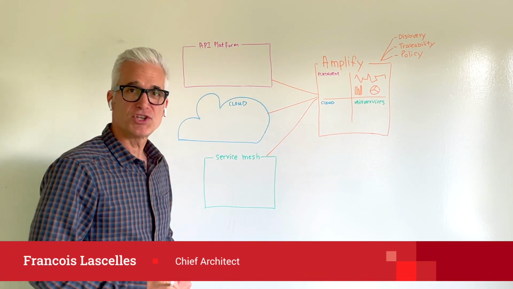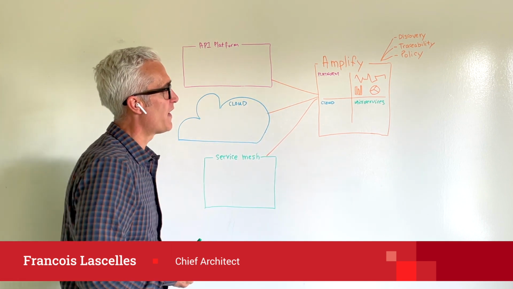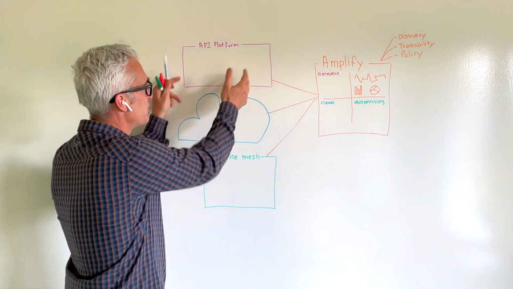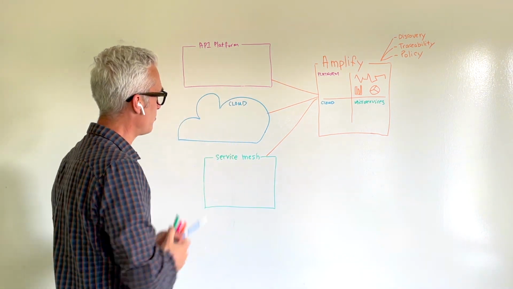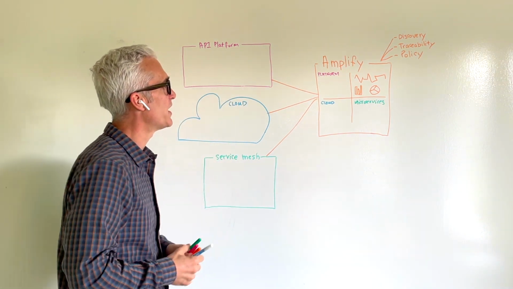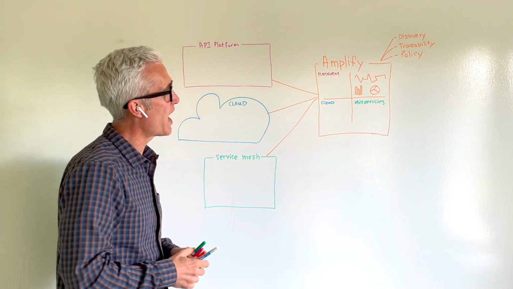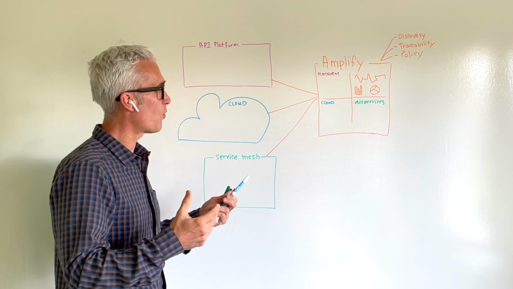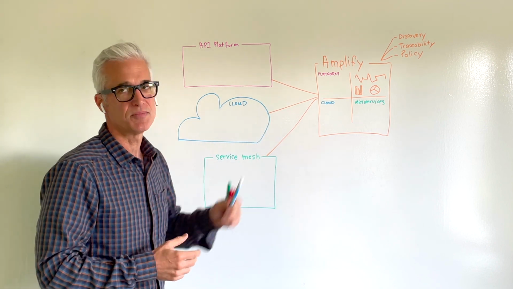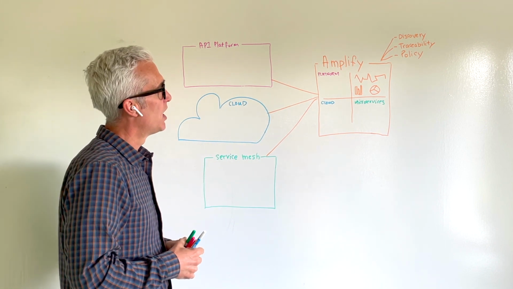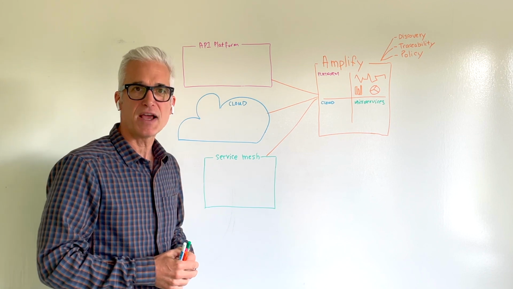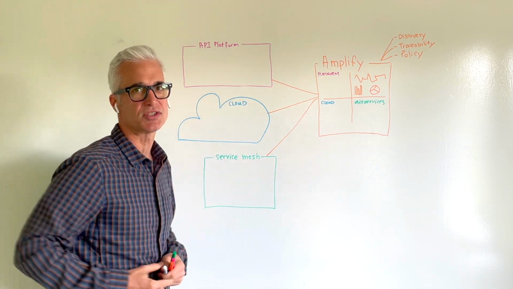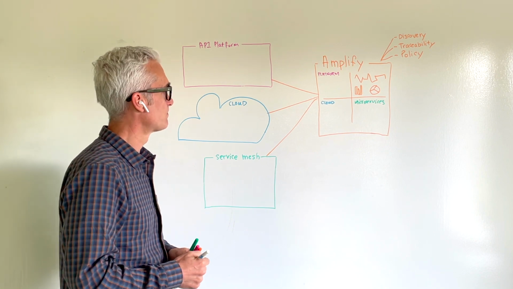In this whiteboard chat series, we've introduced Amplify as this open API management plane that brings together your different API platforms, your cloud platforms, your service meshes. We had a whiteboard chat on the discovery agent capabilities of Amplify. We had another whiteboard chat on the traceability agent capabilities of Amplify. And in this final whiteboard chat, we're going to look at Amplify's policy agent capabilities.